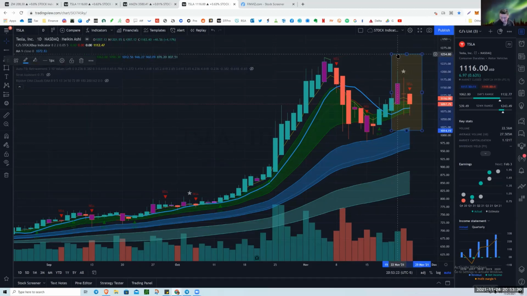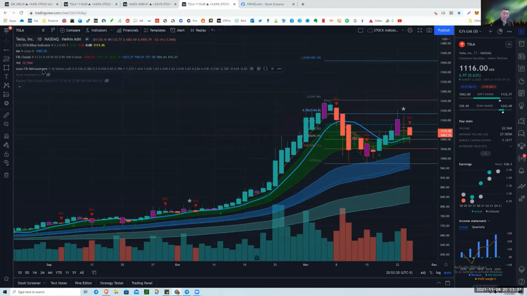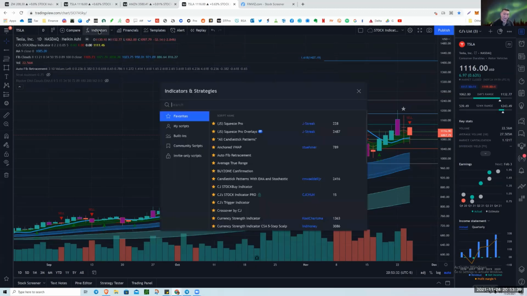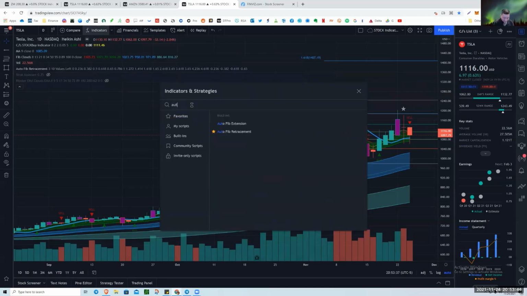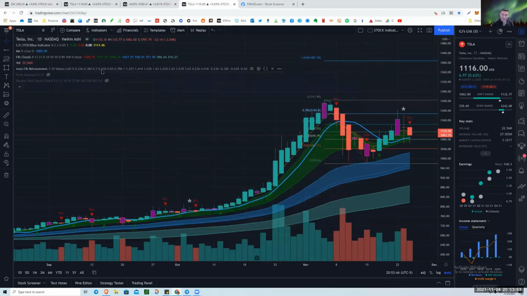Let's do this now. Let me get rid of that. Auto fib retracement. Okay, so if you don't have it, you can go into the indicators and search for auto fib retracement. It has to be auto fib retracement. I saved it as a favorite, so it's easy to find. Click that, and it'll load up onto your system if it has not. Okay, now how many of you have used this before? I've tried to use it, but I don't have a great understanding of it. Okay.